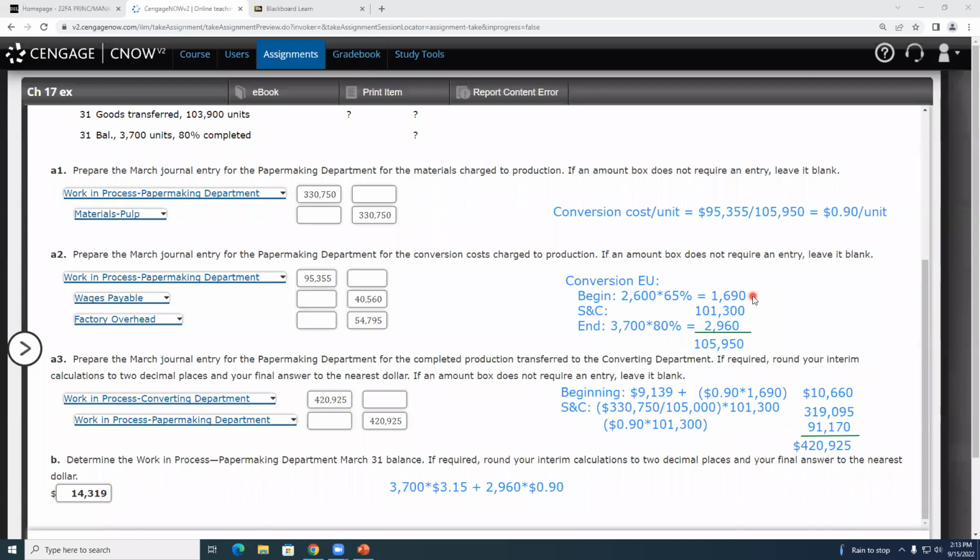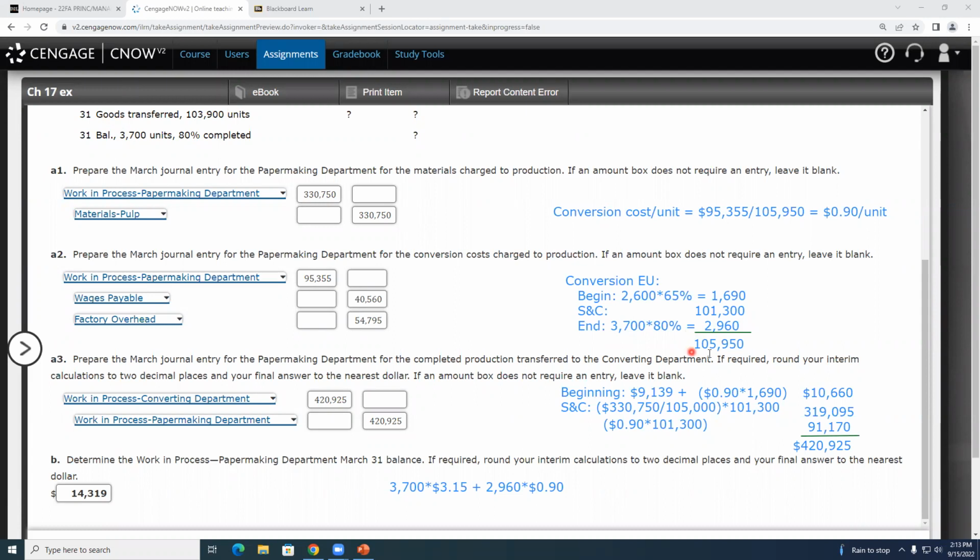We had started 105,000 units this month, but we had finished 101,300 of those. I can get that by comparing: the goods transferred out was 103,900 right up here at the top of the screen. 2,600 of those were from the beginning inventory. So we must have started and completed 101,300. We did all of the work. We incurred all of the direct materials costs also when we get down here. And then the ending inventory was 3,700 units and they were 80% complete. That's equivalent to 2,960 whole units.